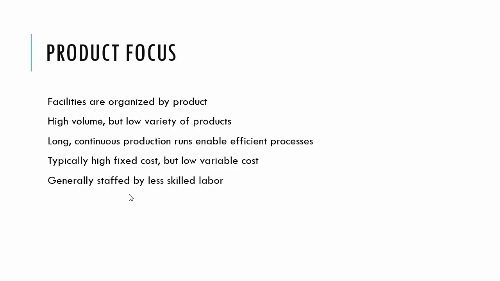The third strategy is the product focus. Here, facilities are organized by product. We are able to produce in high volume but low variety, and we want to have long continuous production runs before switching the line over to some new product. The production lines are often staffed by less skilled labor. There is also usually a high fixed cost but low variable cost, which is the reason we attempt to have long continuous production runs.